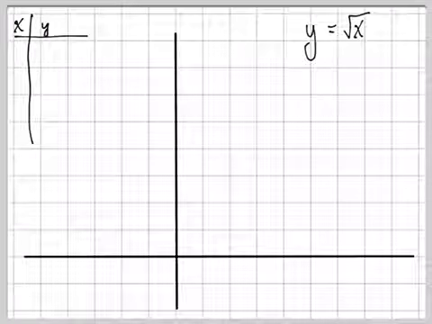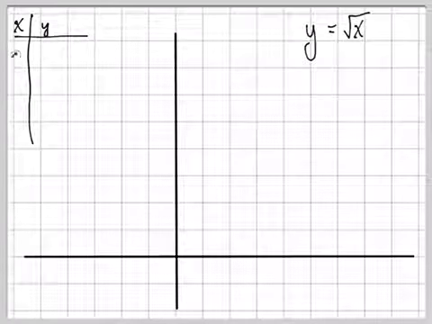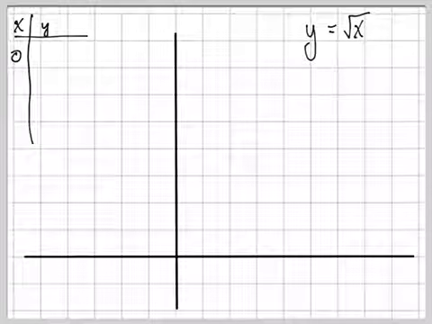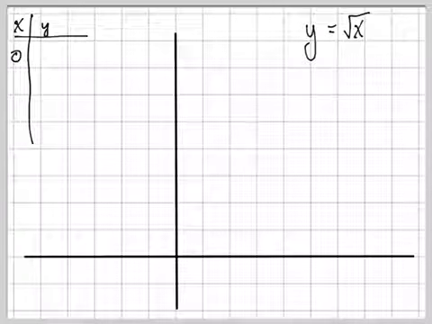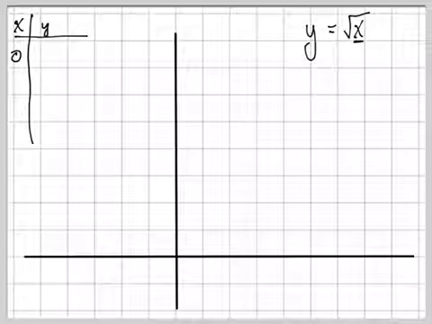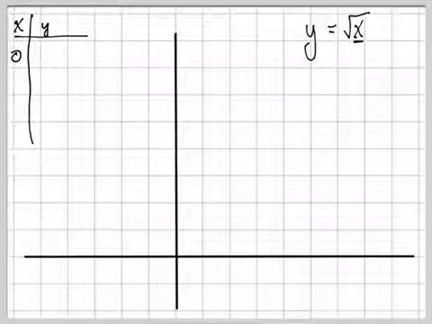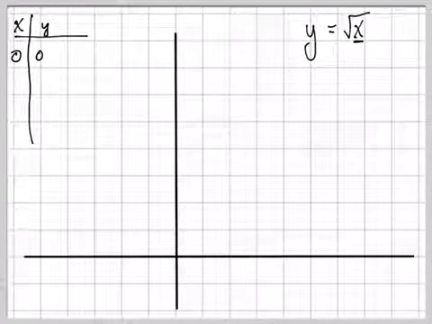Here's y. If x is 0, what's y going to be? If you plug in 0 for x, what's y have to be? 0. Yeah, it's going to be 0. So one of my points is (0, 0).